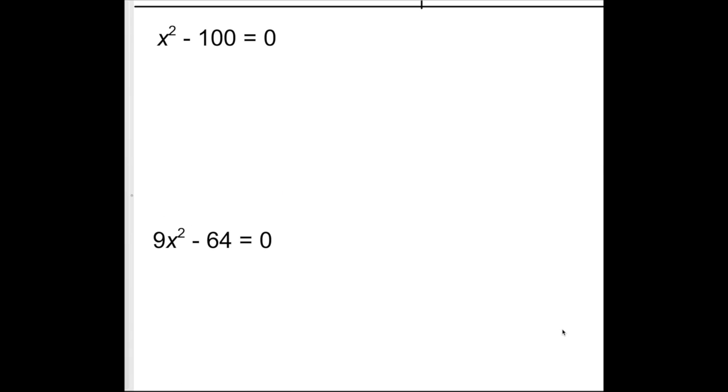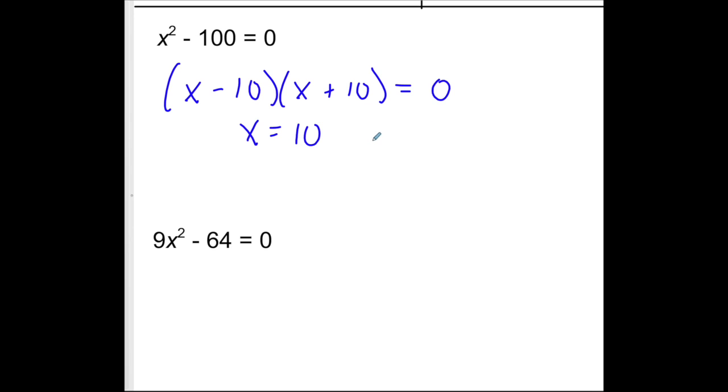All right, so x squared minus 100. Again, this is essentially a difference of squares. So it would become x minus 10 and x plus 10. I encourage you to box this out. That's what you should have gotten. So either x equals 10 or x equals negative 10. We also could write this as x is equal to plus or minus 10. That is positive or negative 10.